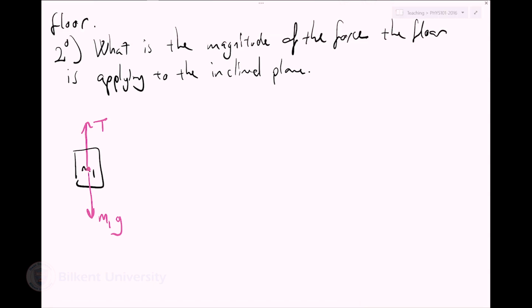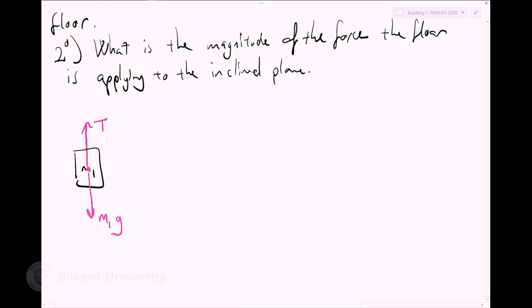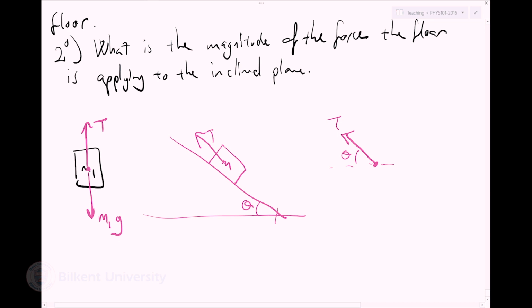The second part, the second free body diagram is actually a little bit harder. So for M2, this angle is theta. What are my forces? There is a tension force like this. So, and that tension force is making an angle theta with the horizontal. There is M2G.